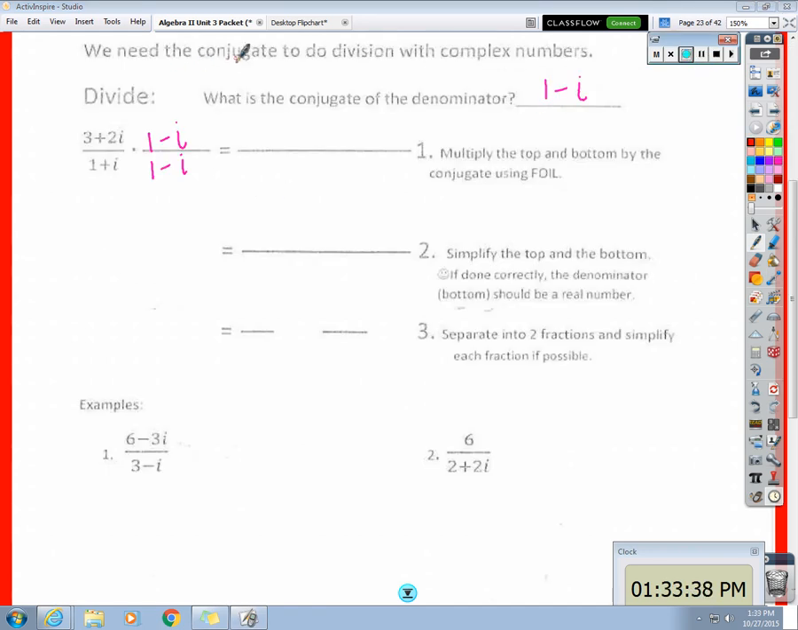Okay, so to divide complex numbers, you cannot leave an imaginary number in the denominator, so you have to multiply by the complex conjugate, which is 1 minus i, and you have to do that top and bottom. So now that you see that, what are you going to have to do when you have something like that and you're multiplying?